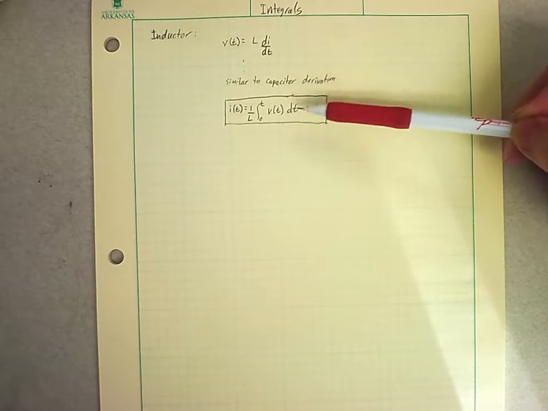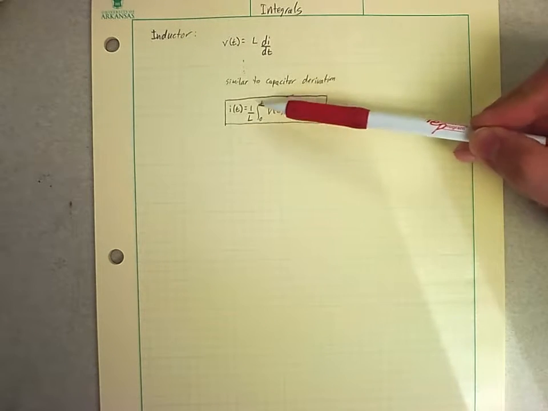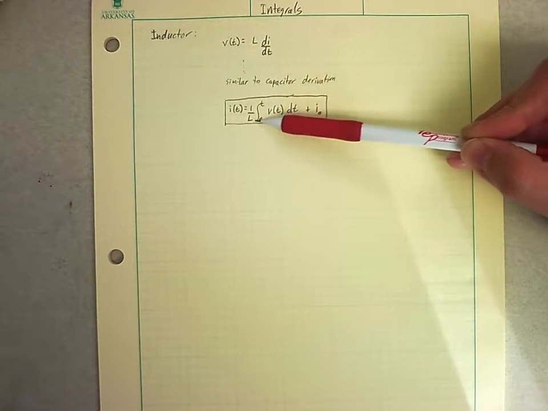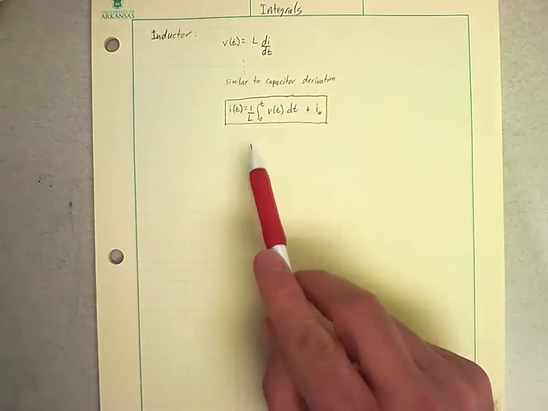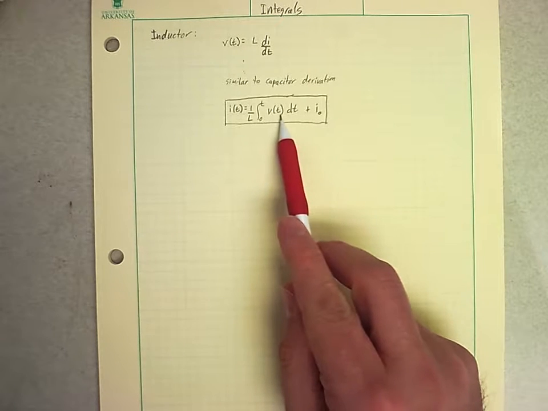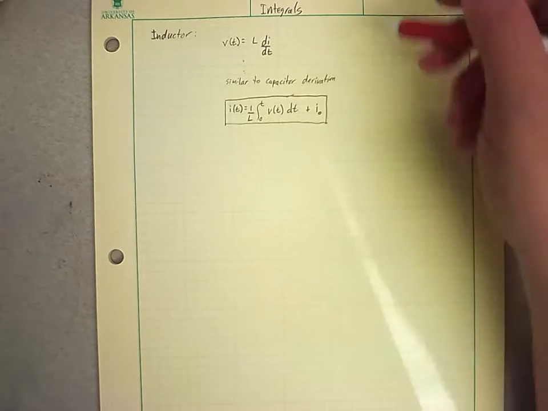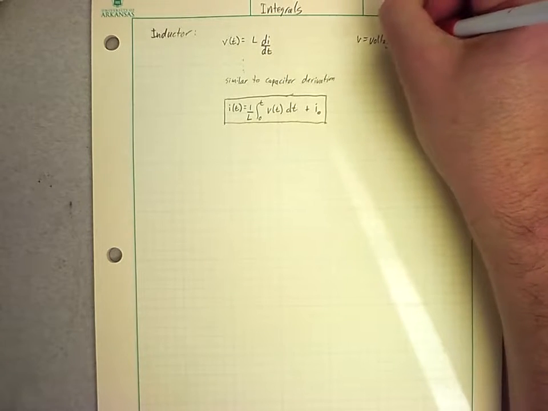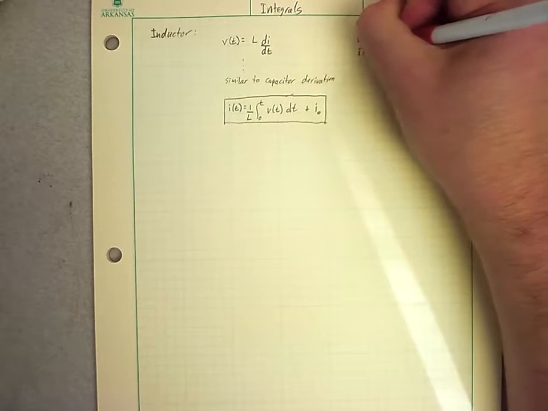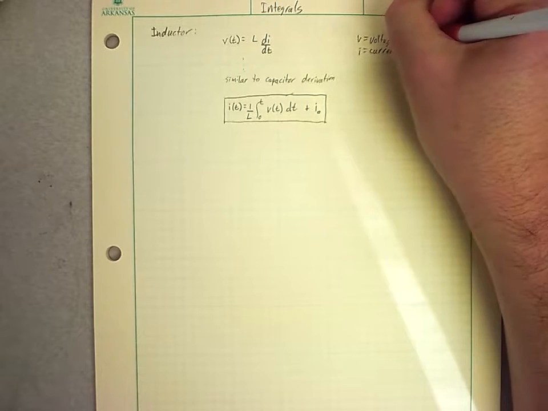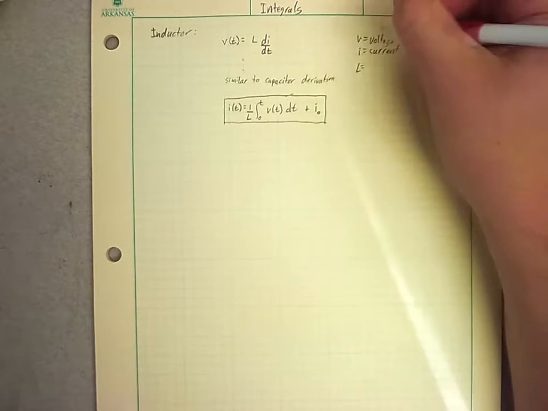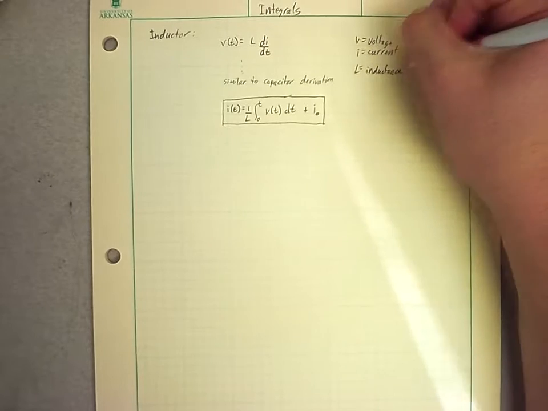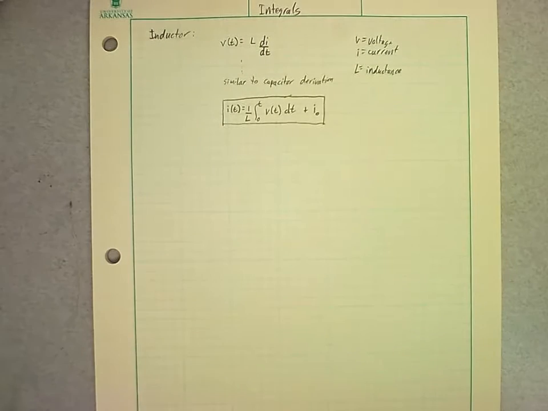And we can get to this same idea of an expression where current is 1 over L, which is our inductance, times the integral from 0 to t of voltage with respect to time, plus I naught. Again, where V is voltage, I is current, and L is inductance. Okay, so when we have inductance, these things work out.